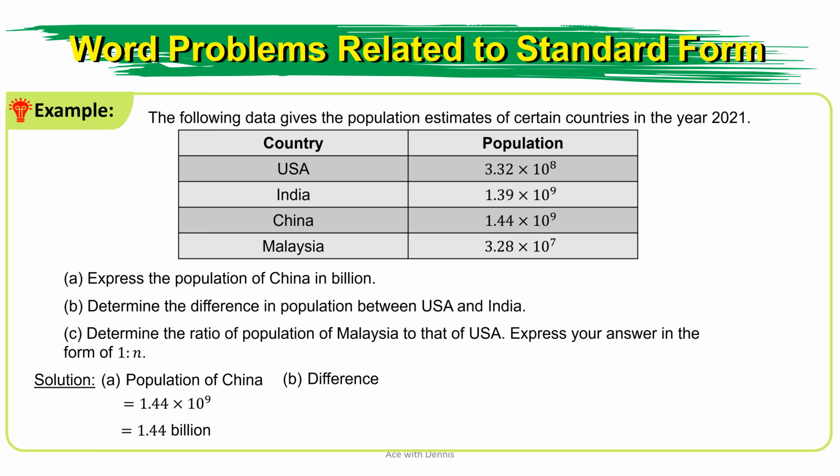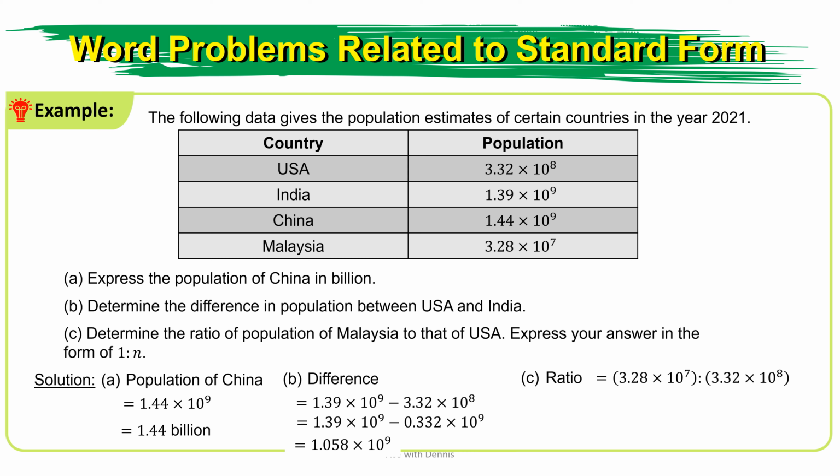For B, the difference is we take the bigger number minus the smallest number, which is 1.39 times 10 to the power of 9 minus 3.32 times 10 to the power of 8. So again, we want to standardize the power of 10. So it becomes 1.39 times 10 to the power of 9 minus 0.332 times 10 to the power of 9, which gives us 1.08058 times 10 to the power of 9.